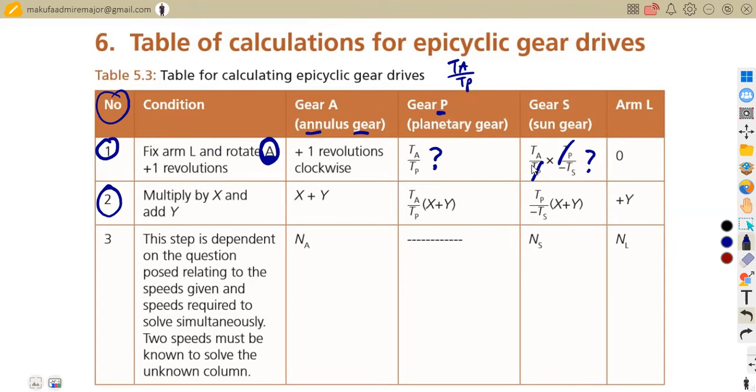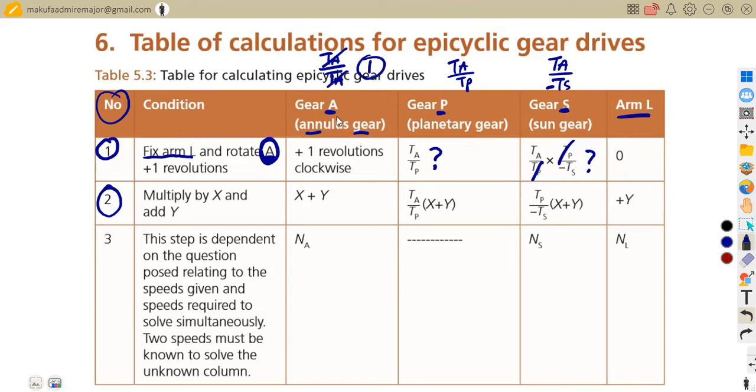On gear S, we are going to remain with the same thing, TA over the one that you are calculating its value, which is TS. But consider the direction, which is negative because of the anti-clockwise. The arm is fixed, so there's no movement. That's why we are having a 0. Whilst plus 1 revolution, because we are considering A here, so it's supposed to be TA over TA. As you can see, this one and this one just gives us a 1.